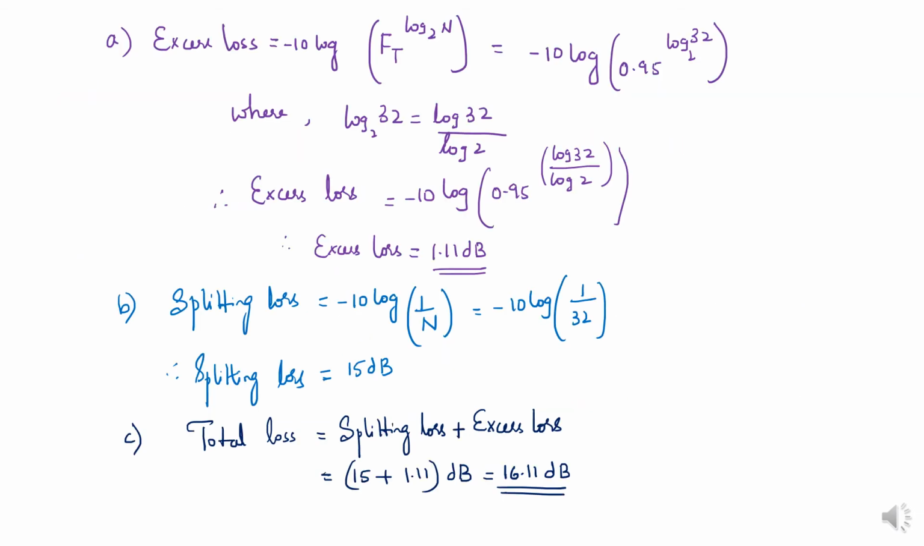We know that the excess loss is given by minus 10 log of Ft power log n. So if you substitute the values, we get 1.11 dB. Similarly, we also know splitting loss is given by minus 10 log of 1 by n. Substitute the given values, we get 15 dB. Total loss is given by splitting loss plus excess loss. So when we add the excess loss and splitting loss which are obtained, the value is 16.11 dB.